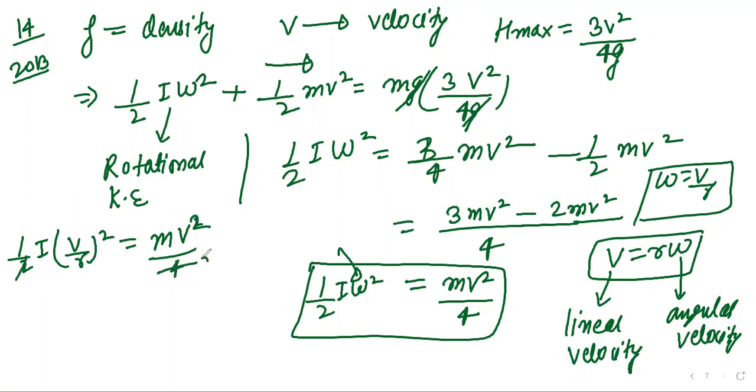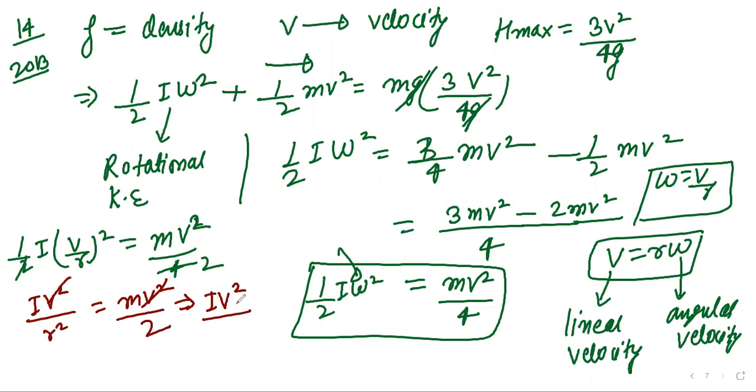So this is cancelled with by 2. Then I v square upon r square is mv square. So v square and v square will get cancelled. Or you can write up to this point only. Here 2 is remaining now. So answer will be I v square upon r square is equal to mv square upon 2. So this will be the relation, right? Now see the next sum.